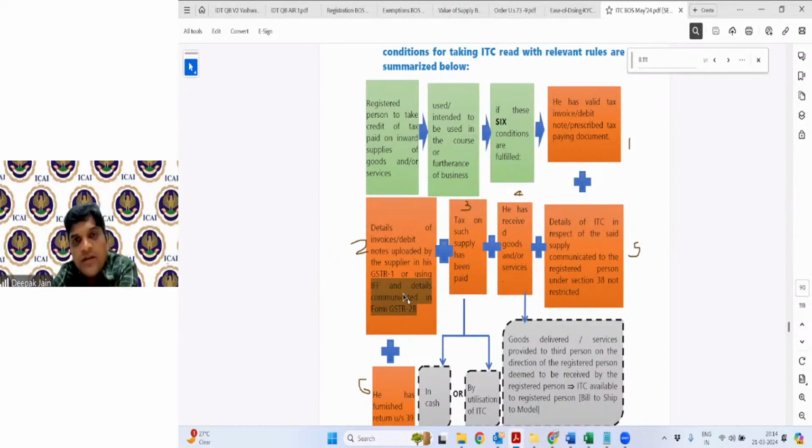How will the recipient know that tax is paid? Now in our GSTR 2B, we have a column showing whether tax is paid by the supplier or not. So based on that, we will get to know whether the supplier has paid the taxes or not.